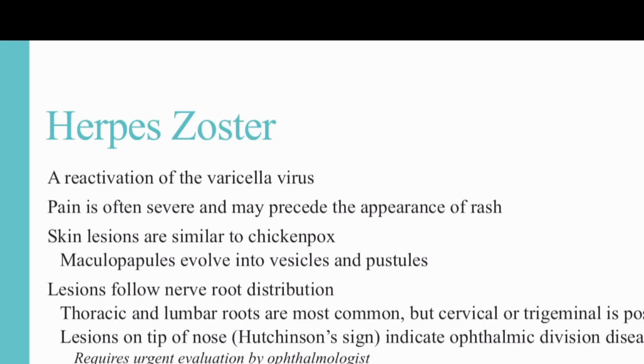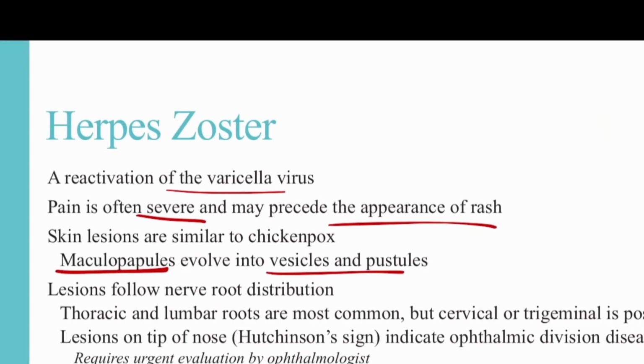Herpes zoster, reactivation of the varicella virus, is severe, and the pain may precede the appearance of the rash. Skin lesions are similar to chickenpox, so maculopapules and vesicles and pustules later on. Lesions follow the nerve root distribution. Remember, herpes likes to live in the cell bodies. And when it gets annoyed, it comes out. And it follows the axon, and whatever dermatome that's in, that's where you're going to have the eruption. It's going to follow the nerve, all the nerve endings, and it comes out.